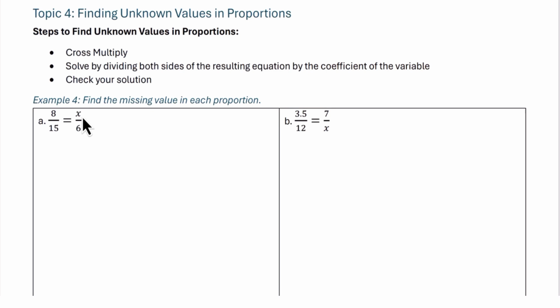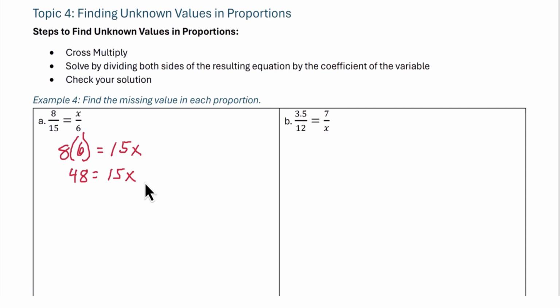Notice the x variable is our unknown that we're looking for. Let's cross multiply. 8 times 6, and we're going to set that equal to 15 times x. 8 times 6 is 48, equals 15x. Notice on the right side we have 15 times x.